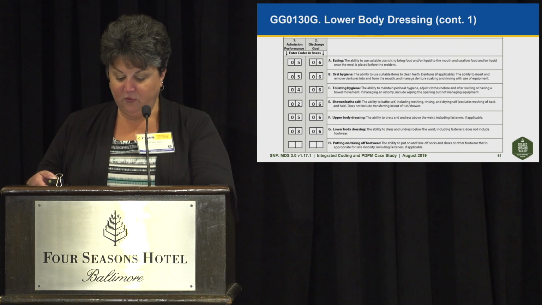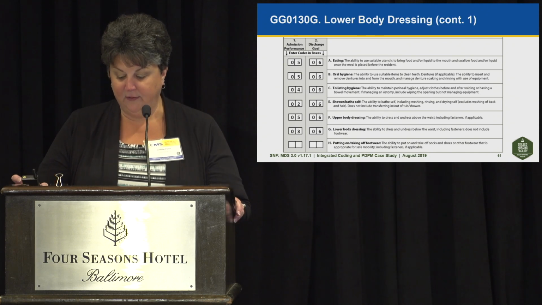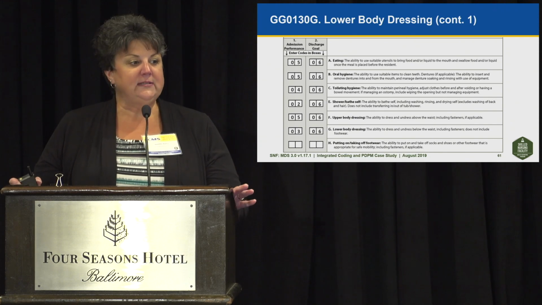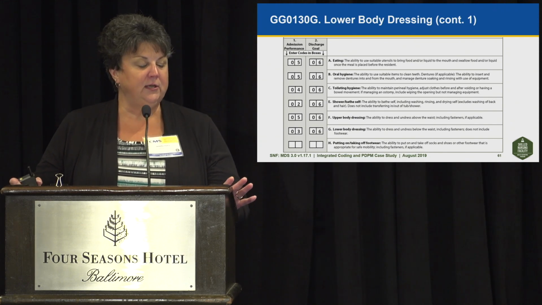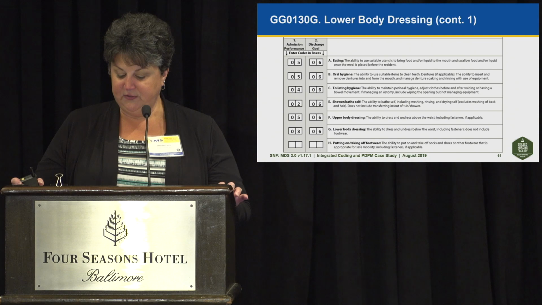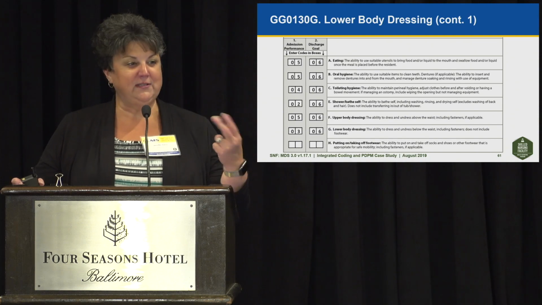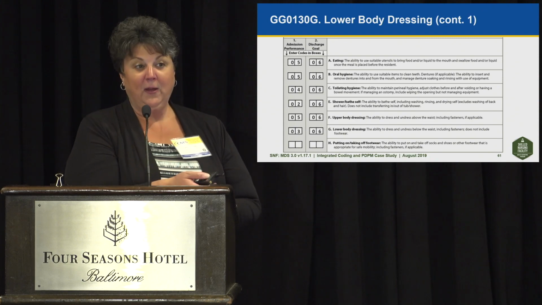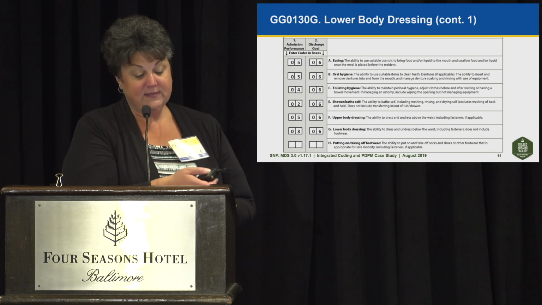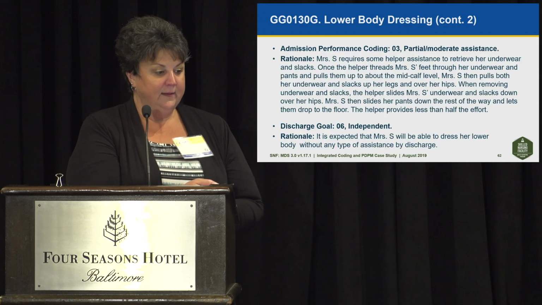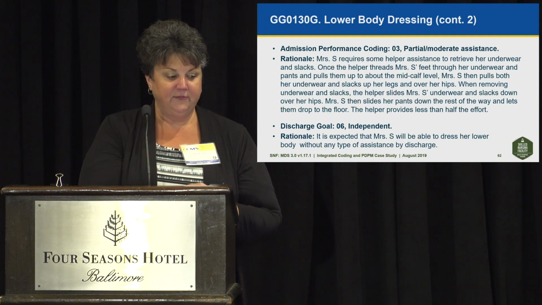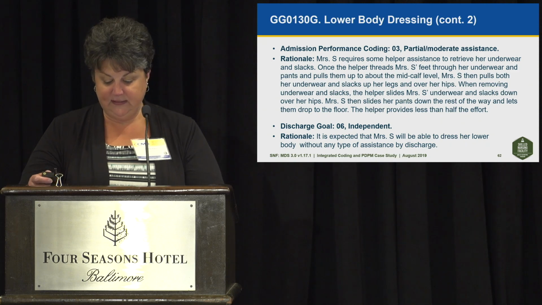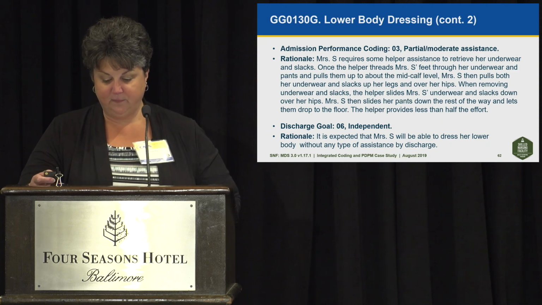In OT, we have quite a bit of information about the help. We noticed that in the OT evaluation that she needed 1 helper, and she also did less than half the effort. And again, once we're seeing 2, right, we're coding different. If, again, somebody needed 2 helpers, probably not with lower body dressing, but perhaps. And then, again, she does half of the effort there. We expect that she will be able to dress independently by her discharge.